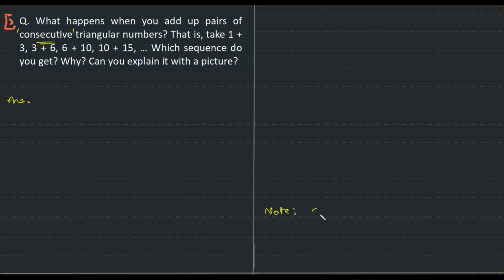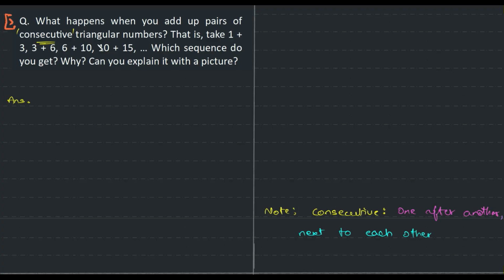Note, the word consecutive is the first thing we need to understand. Consecutive is nothing but one after another. So it has to be next to each other. This can also be another way of putting it across. So what is next to each other?